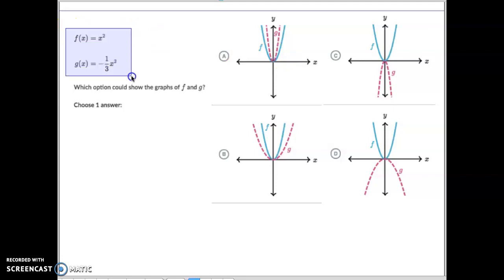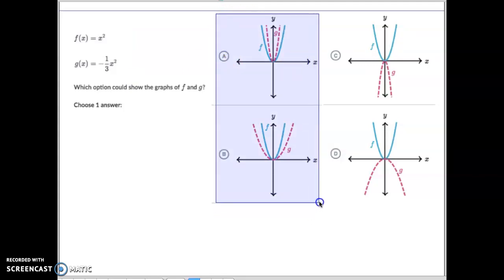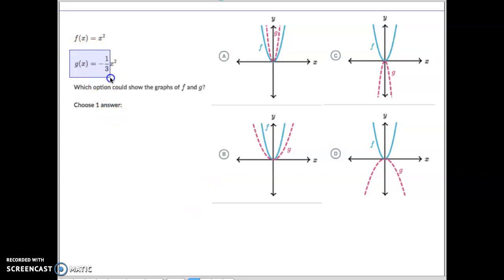Now, it says that we are going to be going to a g of x, which is negative 1/3 x squared. So negative means that it's going to be opening what direction? That's right, downwards. So obviously, A and B cannot be the correct answers because they're both still opening upwards. Also, we are now being scaled with a 1/3 factor. So remember, the bigger the number, the faster it goes up, which means the smaller the number, the slower it goes up. Okay? So just out of curiosity, if this had been a positive 1/3 here, this could not have been it because it's going up faster.